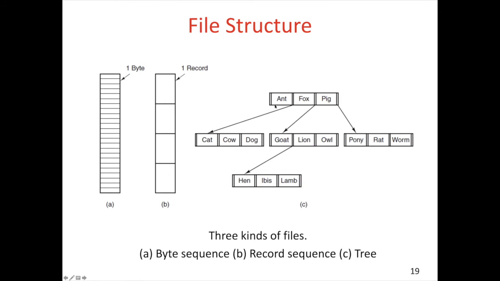In this example, notice that each node has 4 link fields and 3 data fields. The link field here between ant and fox points to another node which is containing cat, cow and dog, and this verse comes after ant and before fox in a dictionary.